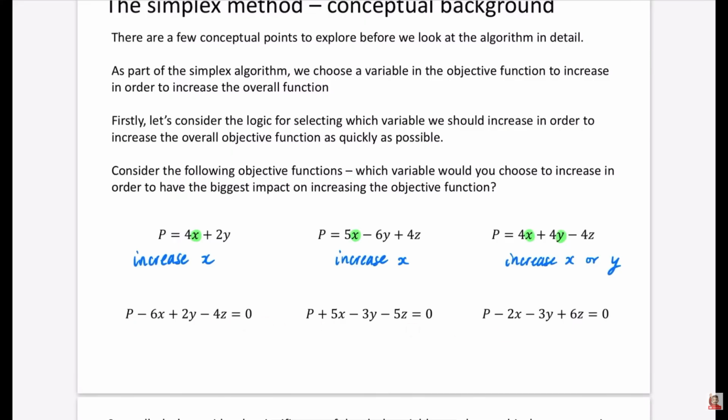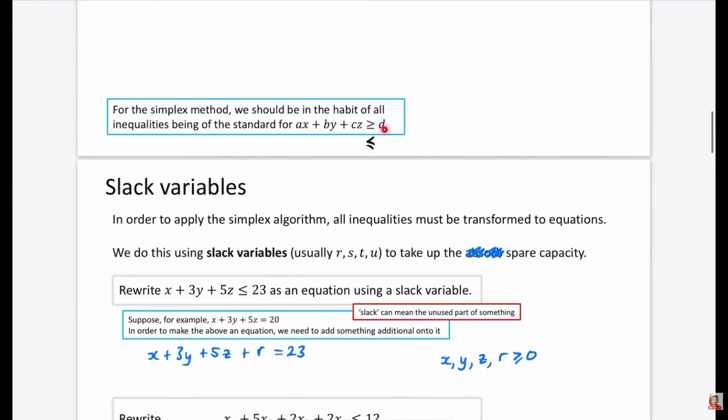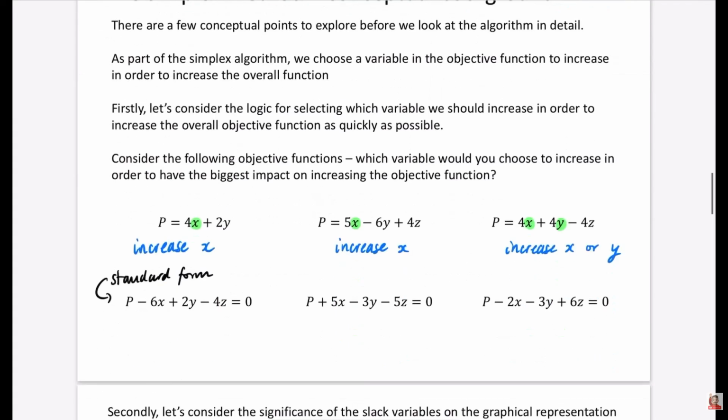Now, I've written these ones down here because all of these ones on the bottom half of the page are what we would call the standard form. The standard form is where we have just the constant on that side, a bit like what I'd mentioned before, where we always just have the constant on the side for the constraint. We do the same thing for the objective function, and we push everything all on one side so the constant is just on the right-hand side.